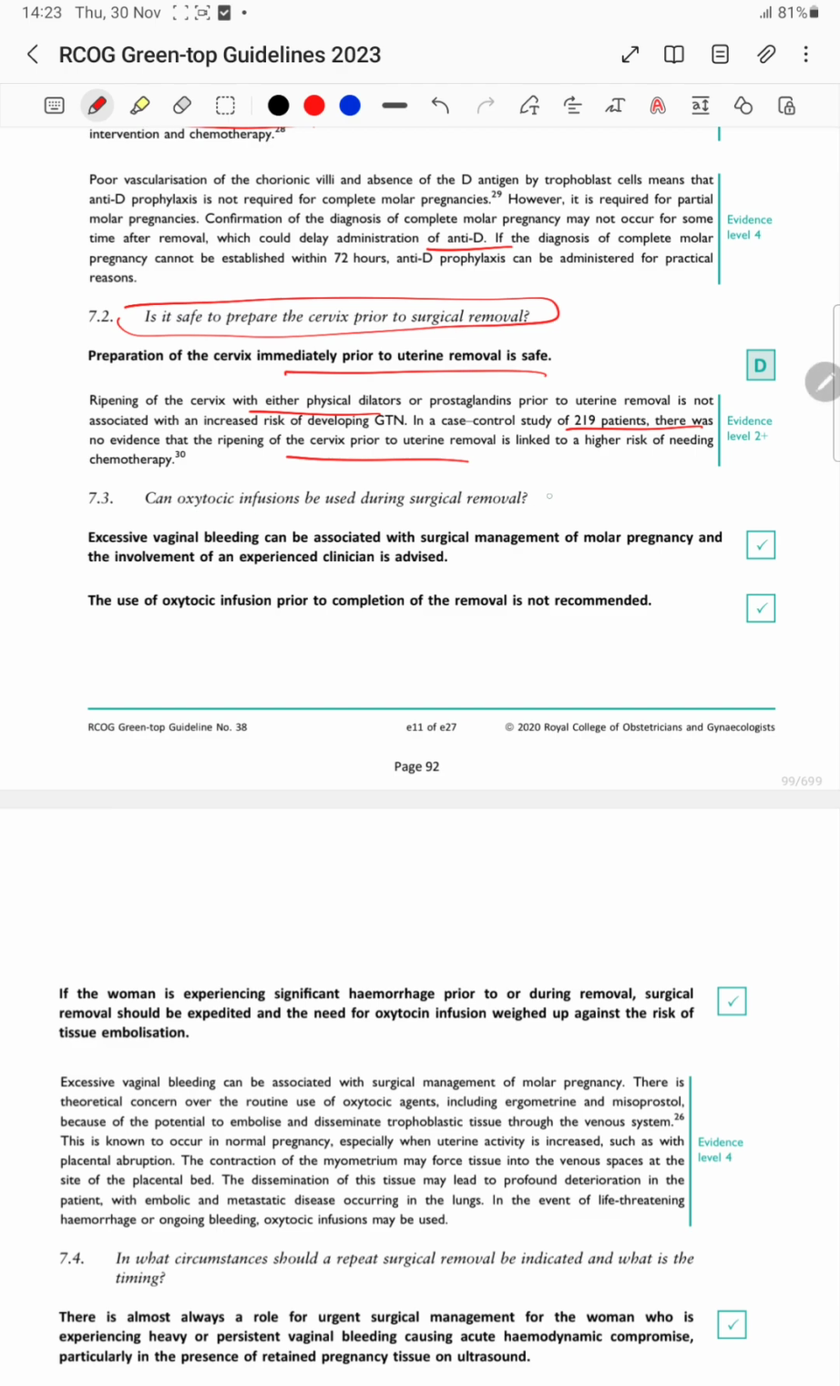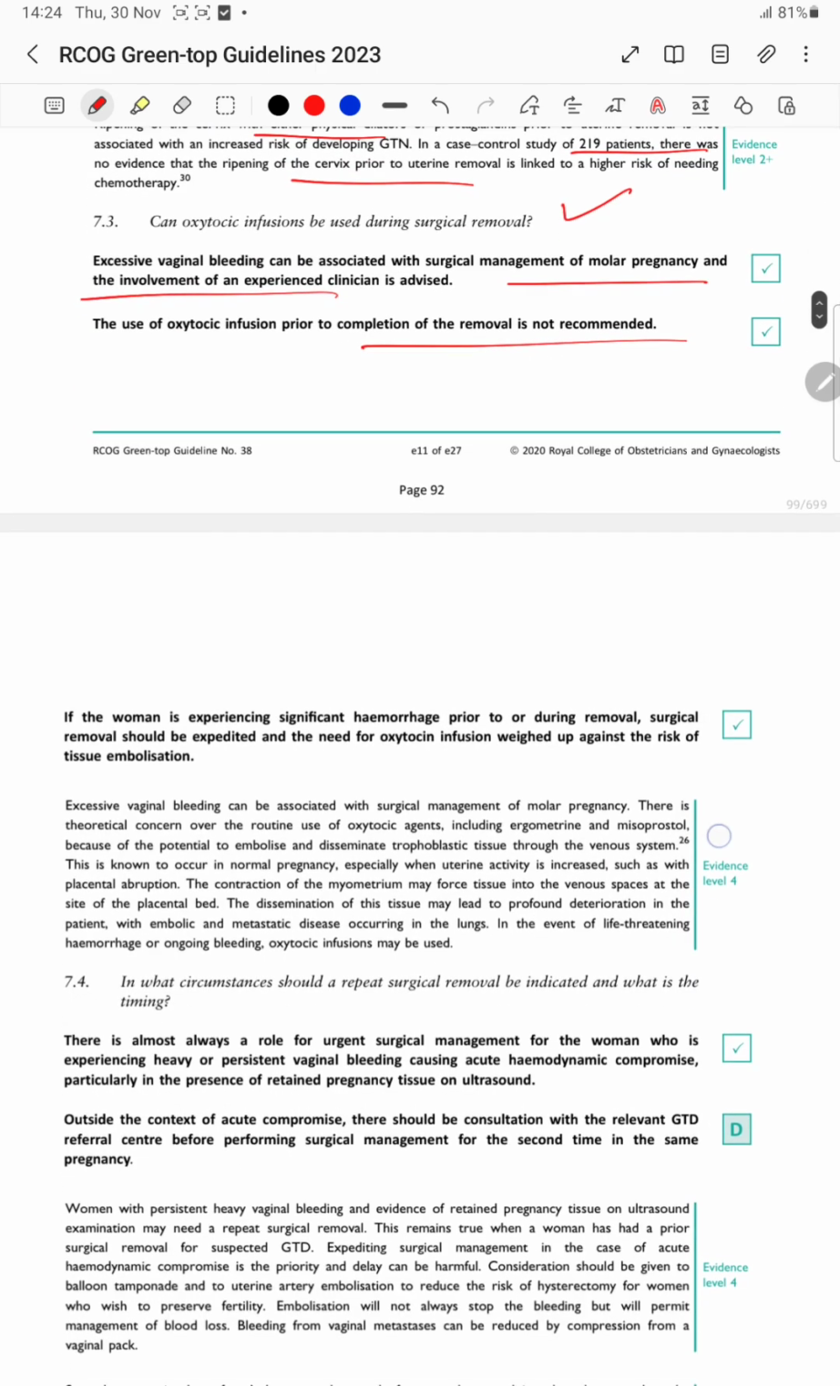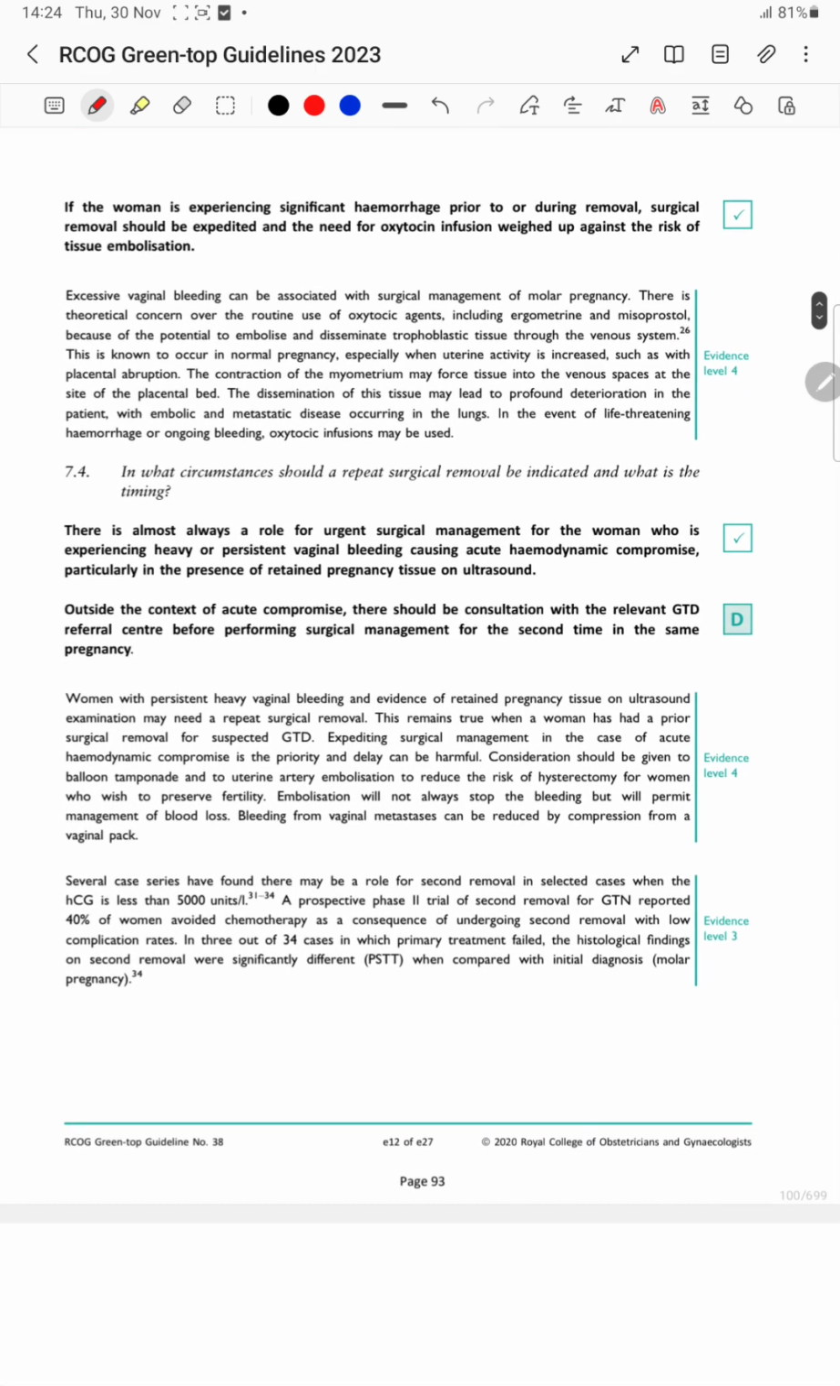Can oxytocin infusion be used during the surgical removal? Excessive vaginal bleeding can be associated with the surgical management of molar pregnancy, and the involvement of an experienced clinician is advised, and the use of oxytocin infusion prior to the completion of the removal is not recommended. If the woman experiences significant hemorrhage prior to or during the surgical removal, the removal should be expedited, and the need for oxytocin infusion weighed up against the risk of tissue embolization.